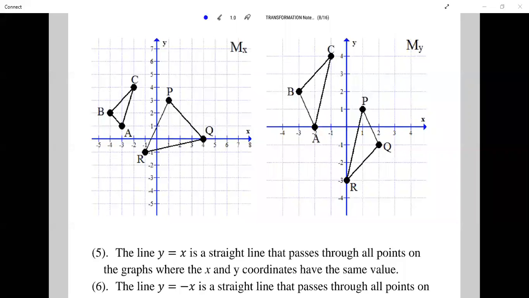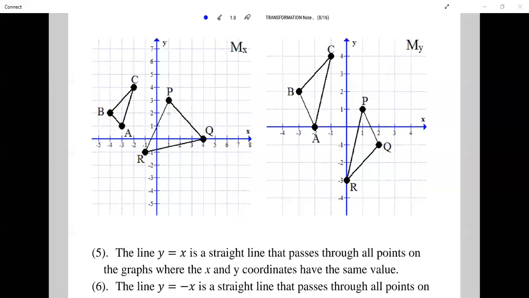So let me start. I'm going to reflect triangle PQR in the x-axis. Now, whenever you reflect a point, or under reflection, the object and the image are the same distance from the mirror line on either side of the mirror line. So I'm going to reflect P, Q, and R.